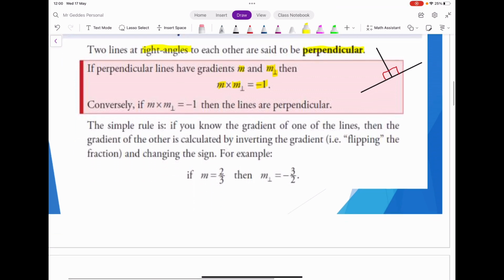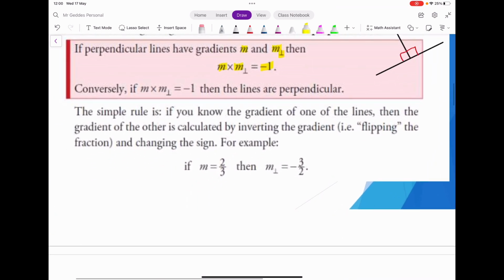So there's a simple rule that comes off of this, and I call it perping, but you're basically flipping and then changing the sign. So if we find the gradient in one of the lines, if we found the gradient was m equals 2/3, and we wanted a line that was perpendicular to that, you can see the wee symbol there, or the short word perp, you flip it and change the sign. So positive 2/3 becomes -3/2. Flip it and change the sign. It's as simple as that. So if you're going to perp a gradient, that's what you do.